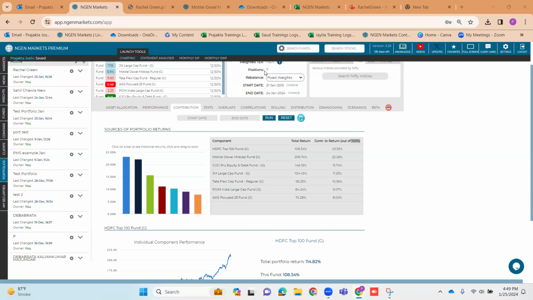There's a question in the chat box which says, do we capture the turnover ratio anywhere for the respective fund? As of now, we do not capture portfolio turnover ratios anywhere on the platform.